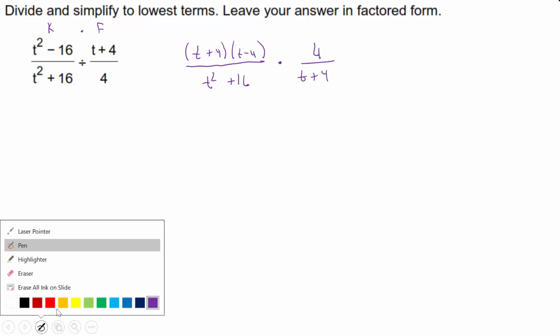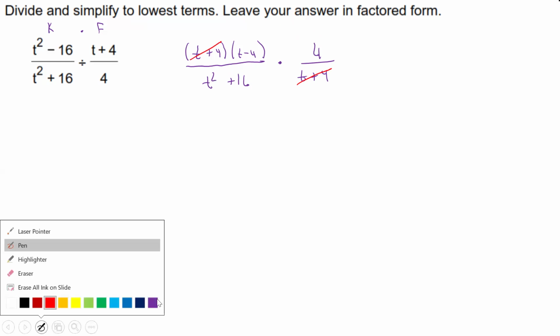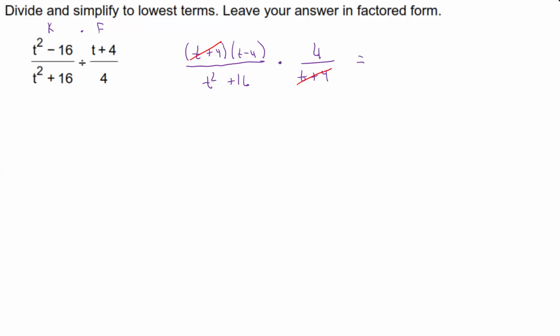And now it doesn't look like there's a lot that cancels. t plus 4 will cancel t plus 4. And that's about all we can do. So now we have to think about what we want to do. If we rewrite this and just multiply it, we'll have 4 times (t minus 4) over (t squared plus 16). That is one allowed form because basically you factored it and you show you can't reduce it.